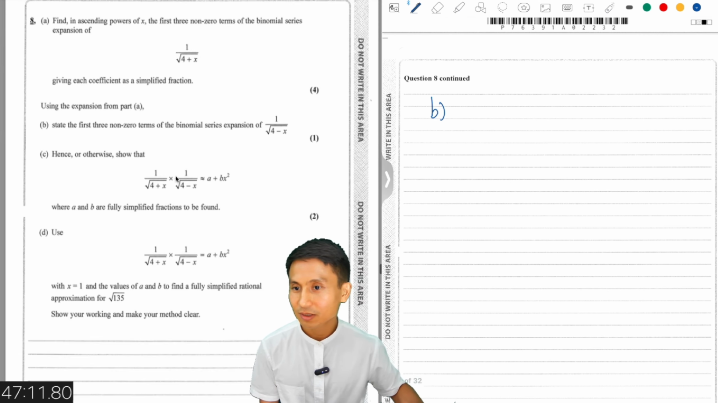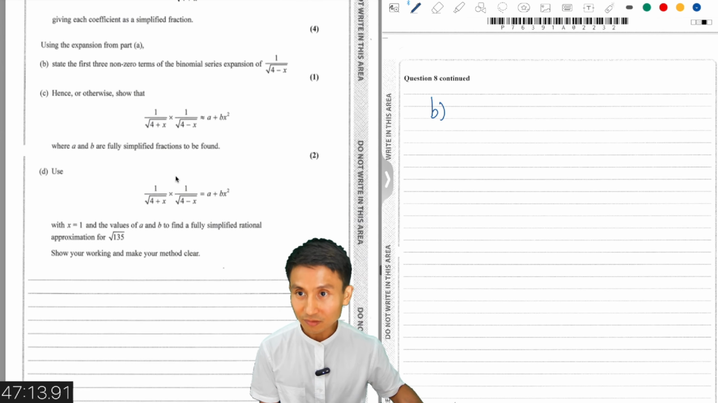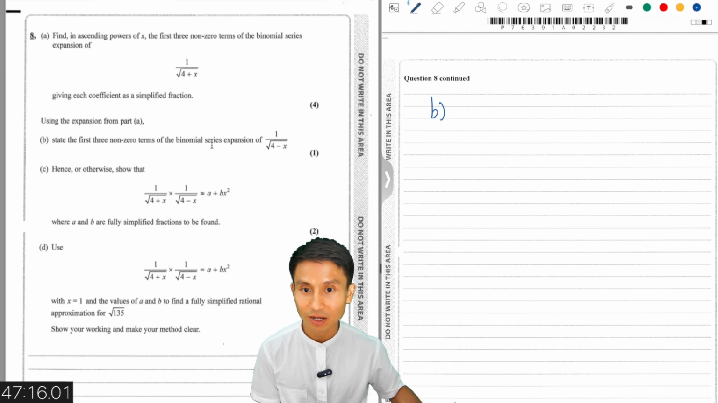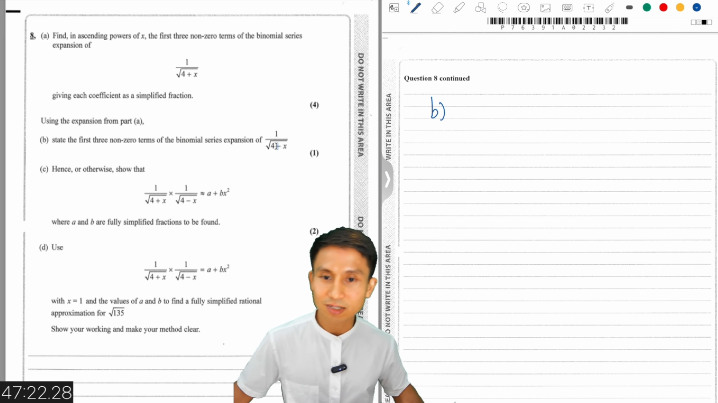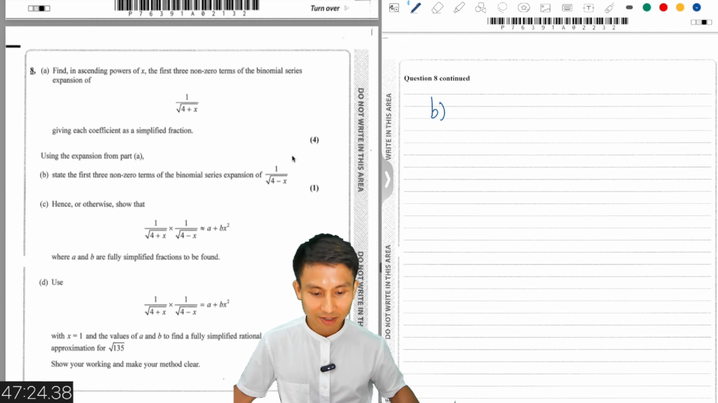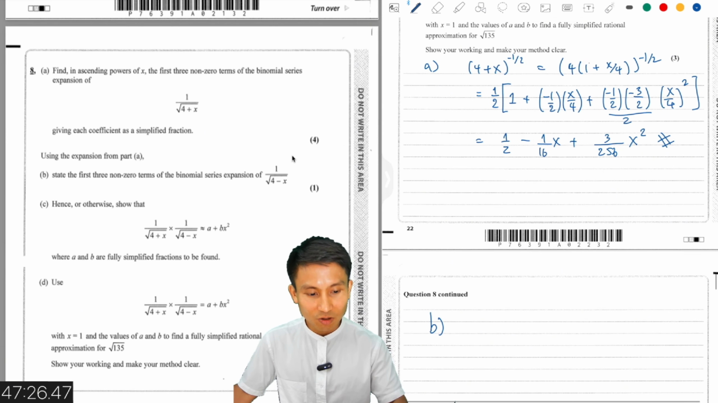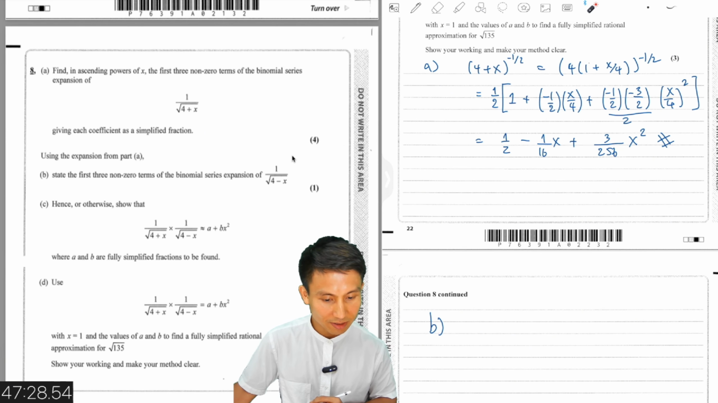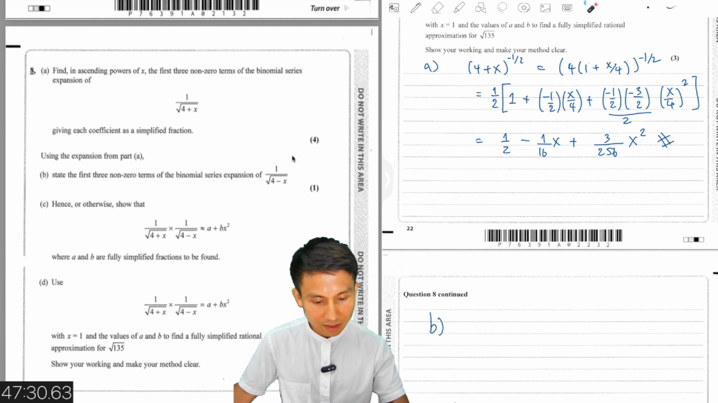Part B, state the first 3 non-zero terms of the binomial series expansion of that, using expansion from part A. This is a negative now. Okay, so if that was a negative, then this will be a negative as well. Yeah? This will also be a negative.